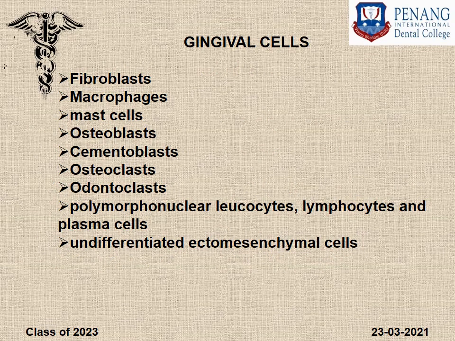So there are a number of cells which are present in the gingiva. Fibroblasts, the main cell for the production and the destruction of collagen. Macrophages, mast cells, osteoblasts, cementoblasts, osteoclasts, odontoclasts, polymorphonuclear leukocytes, lymphocytes, plasma cells, and undifferentiated ectomesenchymal cells.